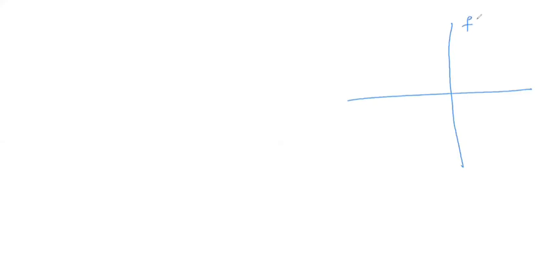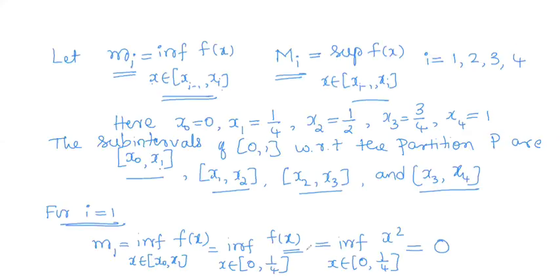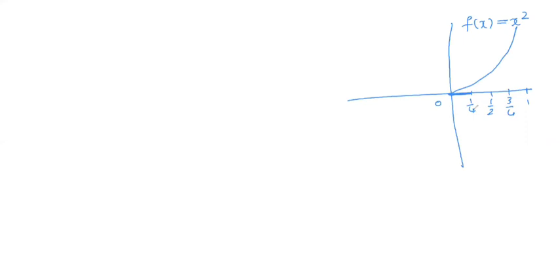So the function which we have considered is x square. Consider it from 0 to 1. You know the curve f of x is equal to x square, so it is like this. It comes like this. The points which we have considered are 0, 1 by 4, 1 by 2, 3 by 4. In this range, we have to calculate the infimum of f of x values. So from 0 to 1 by 4, the infimum of these f of x values.